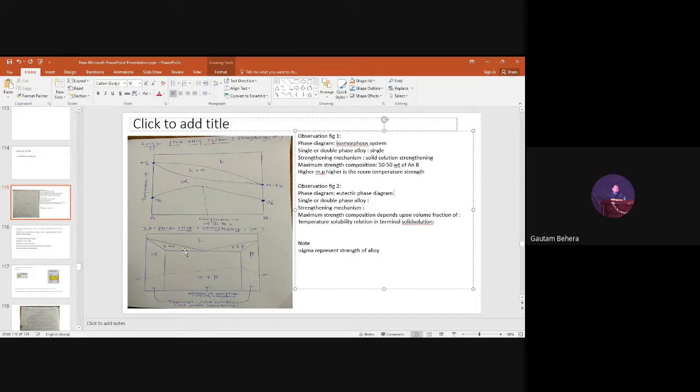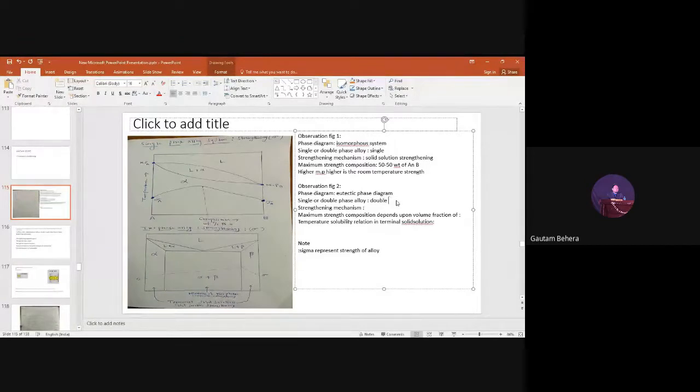And what is this line called? Eutectic horizontal. Very good. Okay, fine. So now is this a single phase or double phase alloy? Double phase. Very good.